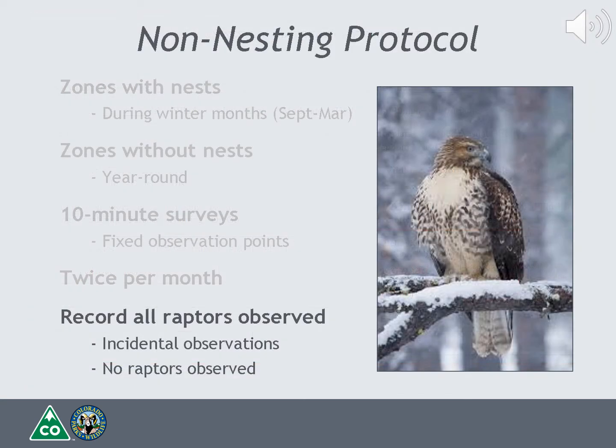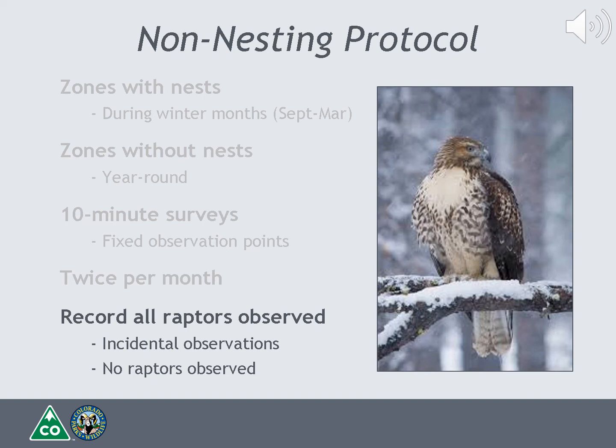If you see raptors in the park outside of your 10-minute survey, in a different zone from the one you are surveying, or while walking or driving between observation points, this can still be reported on the non-nesting field sheet and submitted to the database as a non-nesting incidental observation. Record the zone the raptor was in and write incidental in the comments section of the datasheet.